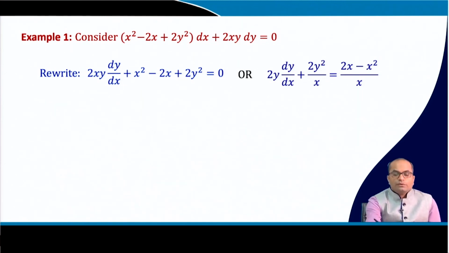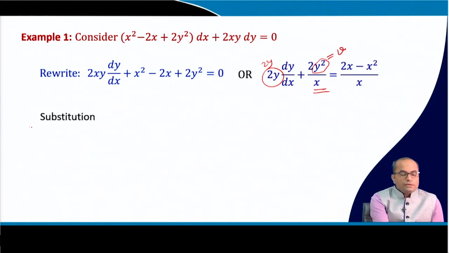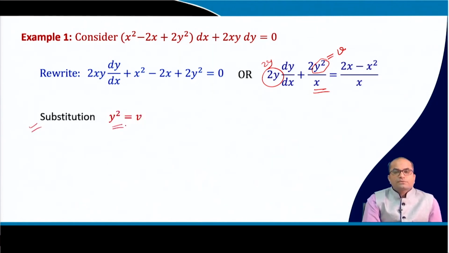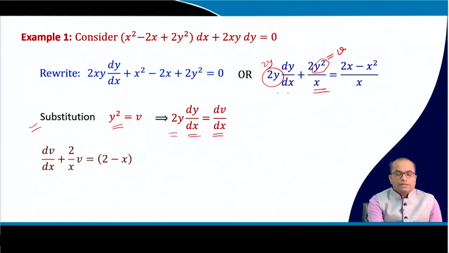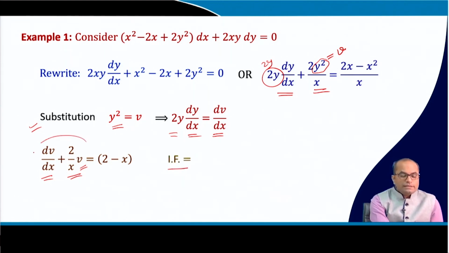Why have we done so? Because if we now set this y square to some v, in that case this 2y dy over dx will become dv over dx, and here also we will get v, and the equation will become linear in v. So, if we substitute y square is equal to v, then 2y dy over dx will be dv over dx. So, we have here dv over dx plus 2 over x into v, and this is a linear equation in v, then an integrating factor we can just get.